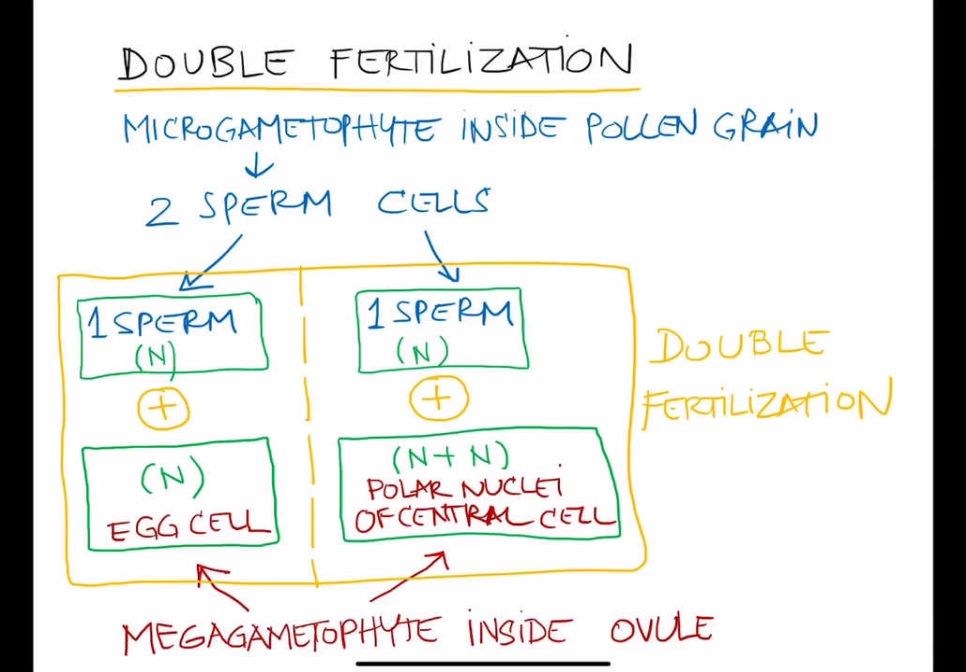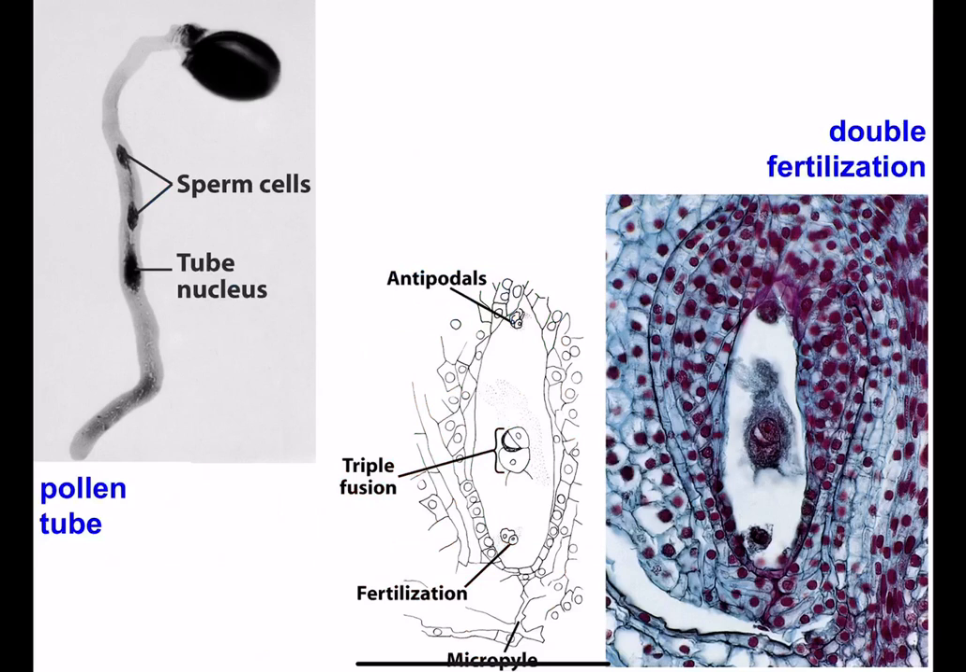This is something that's really special to the angiosperms. And now that we've got this other fertilization that took place, not just the egg cell, we have this other tissue that can potentially be nutritious to the embryo.